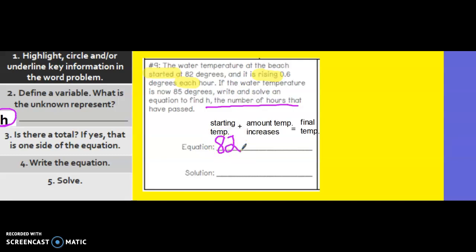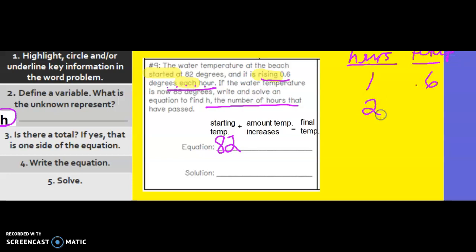And then here's the tricky part. We need to somehow have an expression for how much the temperature went up. We don't know exactly how much it went up, but we do know that it rose 0.6 degrees every hour. We don't know how many hours it went up. So if you think about it, if the hours was 1 hour, the temperature would have rose 0.6 degrees.